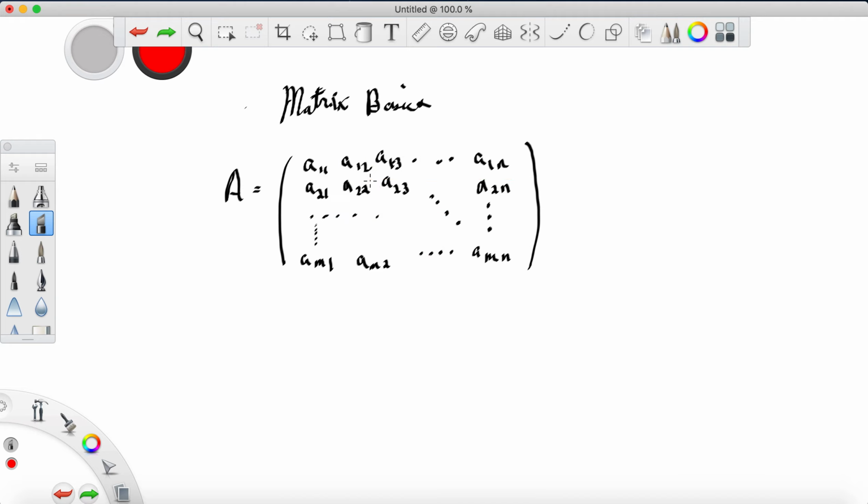So if I were to give you element 5, 3, then this would be the element of matrix A that is in the 5th row and 3rd column. So you would go down about here and over here in the 3rd column, and it would be right around there.